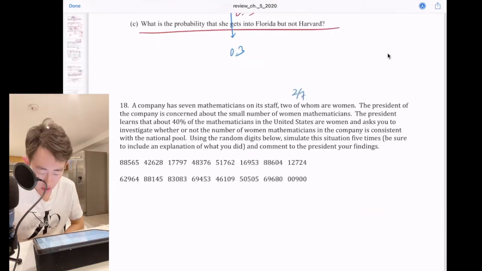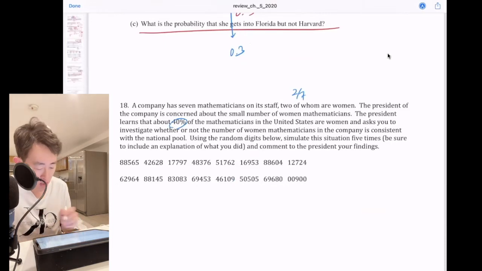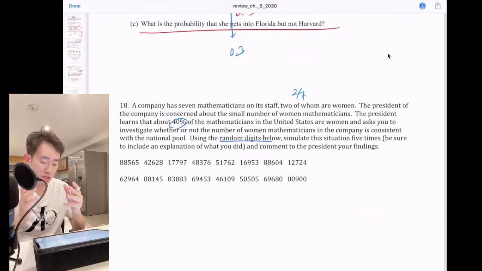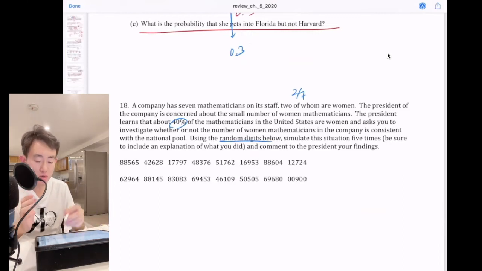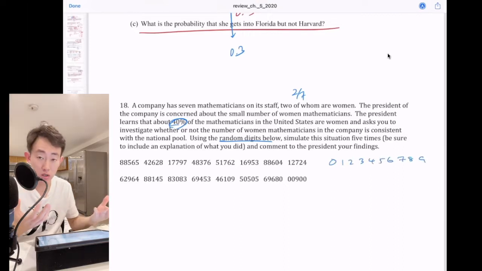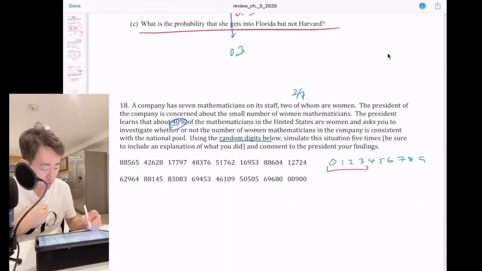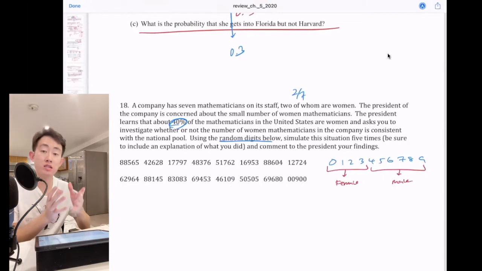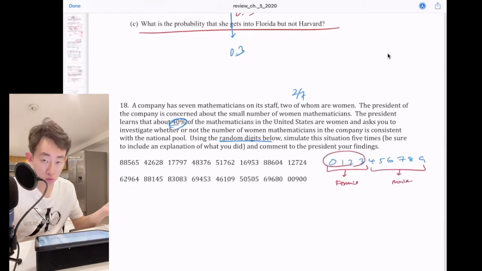The president of the company is concerned about the small number of women mathematicians. The president learns about 40% of the mathematicians in the United States are women and wants to investigate whether the number of women mathematicians in the company is consistent with the national pool. So the way that we use random number digits is that you can use it in a very flexible manner, but we have 40% as our national pool, which means if we have the digits 0, 1, 2, 3, 4, 5, 6, 7, 8, 9, which are 10 numbers, why don't we assign the first 4 to be female and the last 6 to be male? And then we literally physically count how many zeros, ones, twos, and threes that we see.